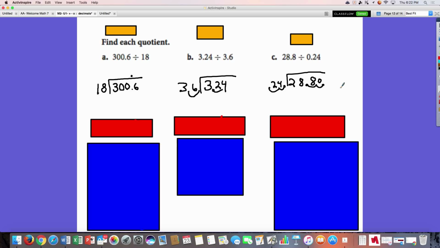If you didn't get that part, press stop, rewatch it. You're back. So eventually I rewrote the problems like this. 300.6 into 18, I bring my decimal straight up. Press pause, work through the steps. Cheeseburger! All right, welcome back.